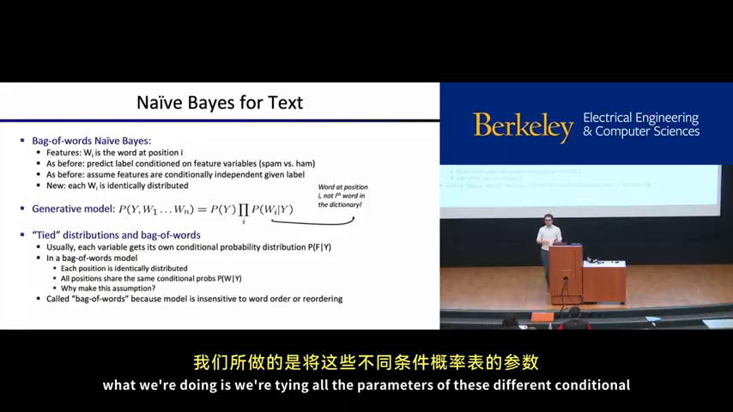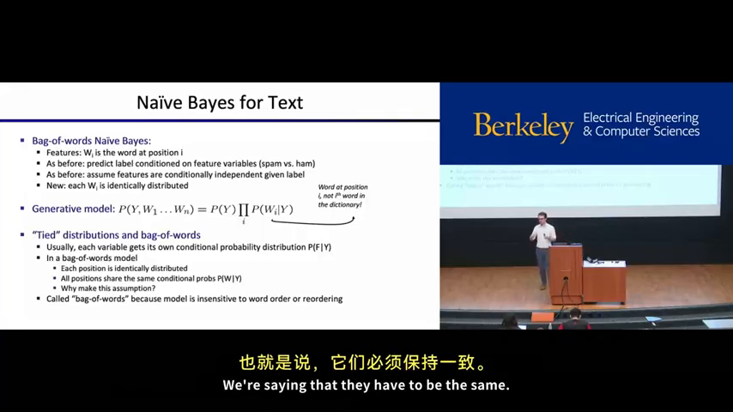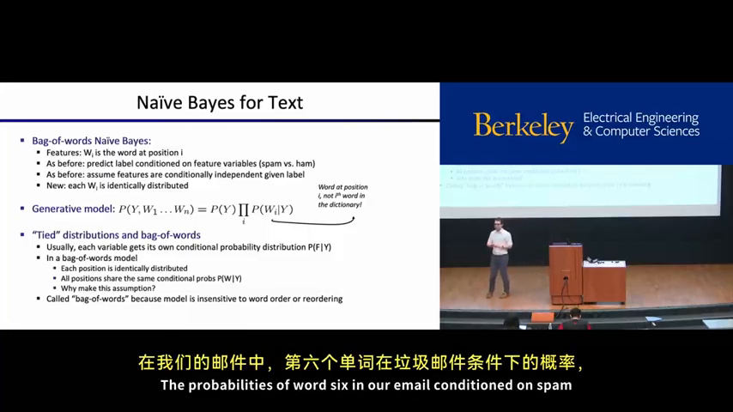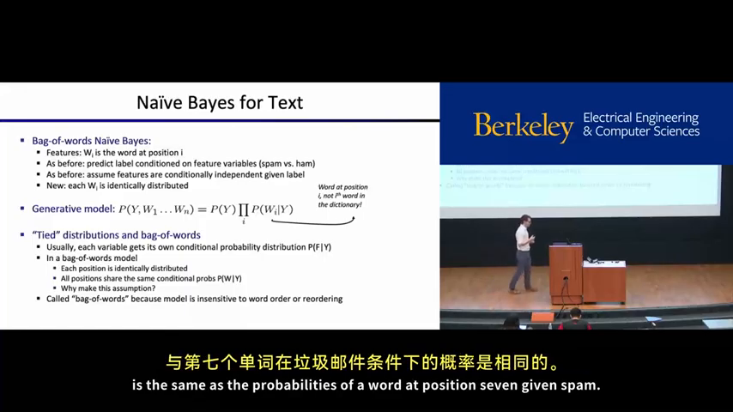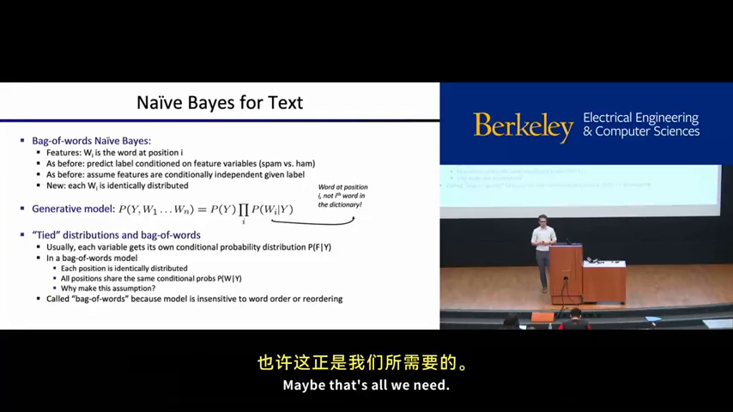So essentially what we're doing is we're tying all the parameters of these different conditional probability tables to each other. We're saying that they have to be the same. The probability of the word at position 6 in our email conditioned on spam is the same as the probability of a word at position 7 given spam. Maybe not a great idea, but it could be good at predicting. Maybe that's all we need.